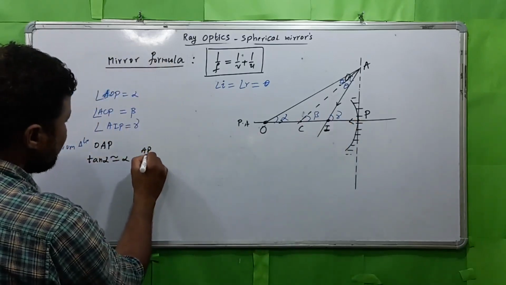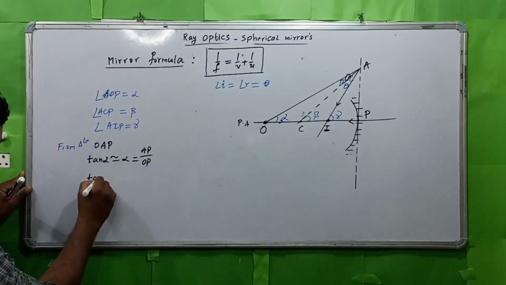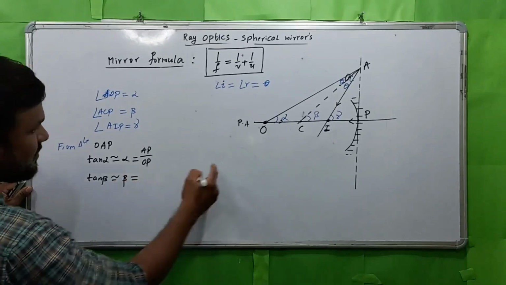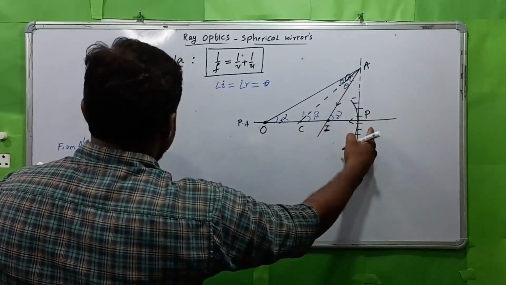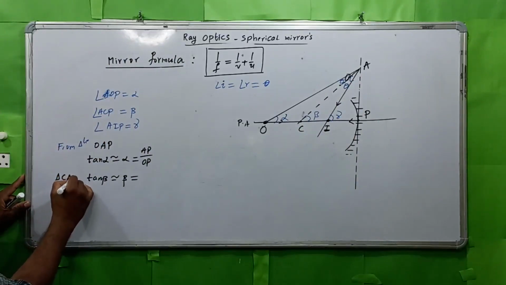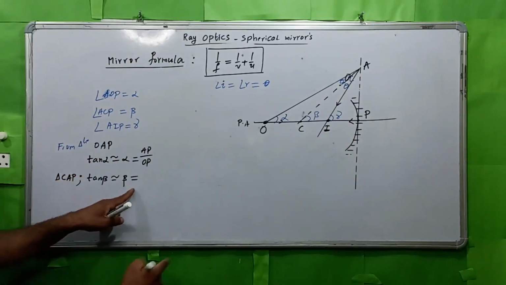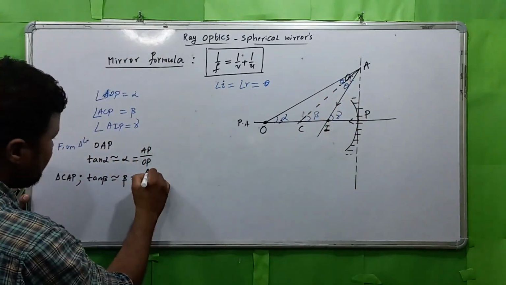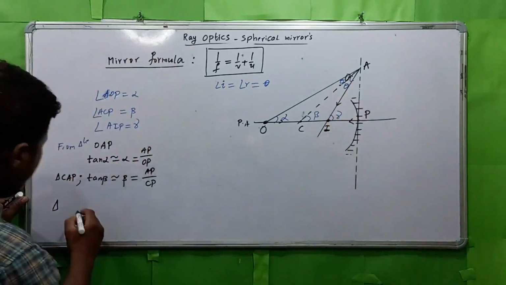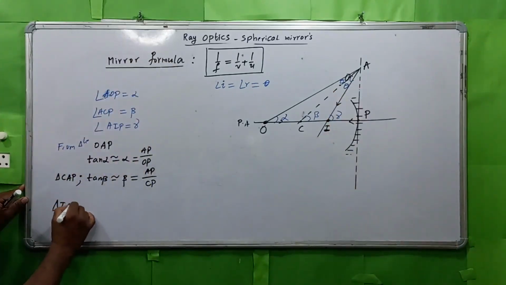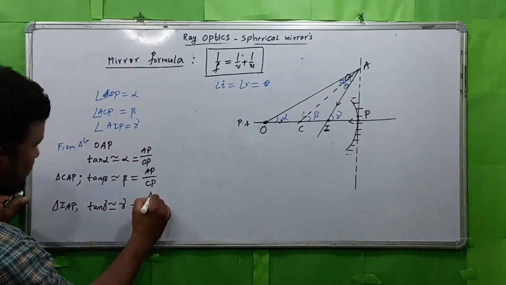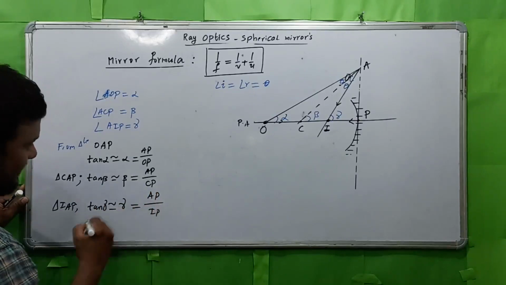So AP by OP. And similarly tan beta is nothing but beta, from the triangle CAP. This is the triangle CAP. We can observe tan beta, beta is equal to AP by CP. Similarly, from the triangle IAP, tan gamma, similar to gamma, is equal to AP by IP.